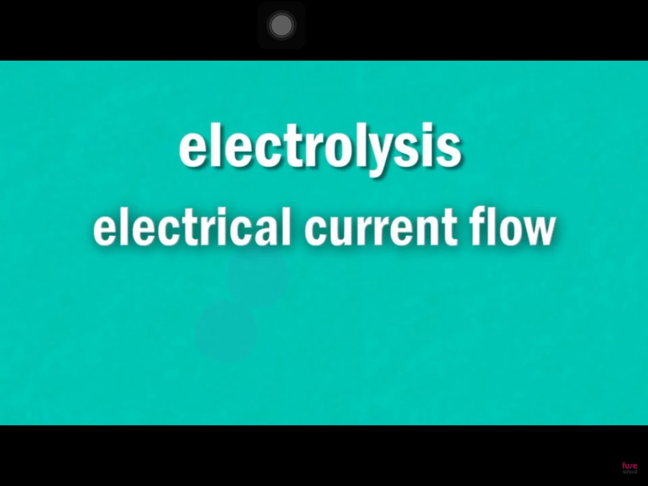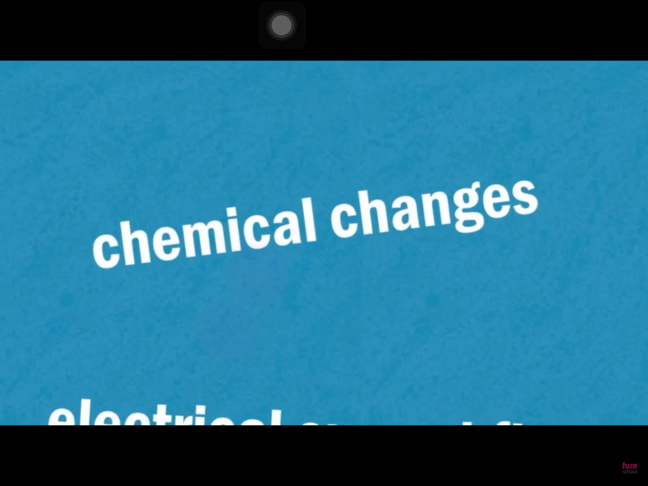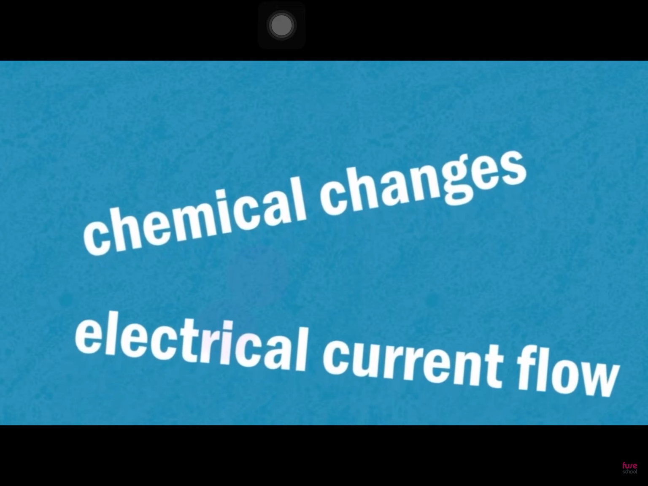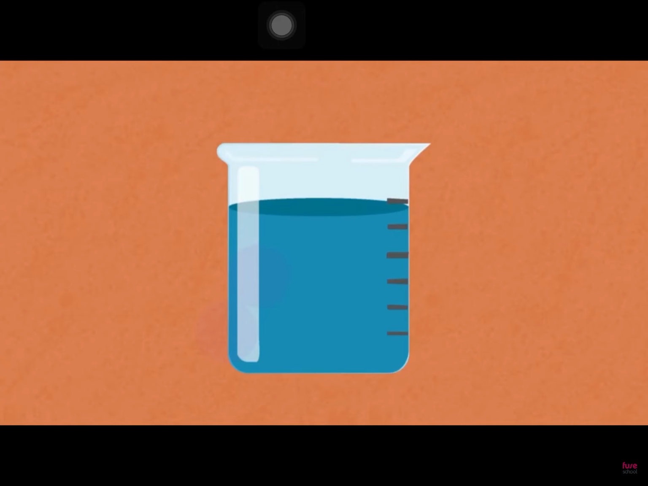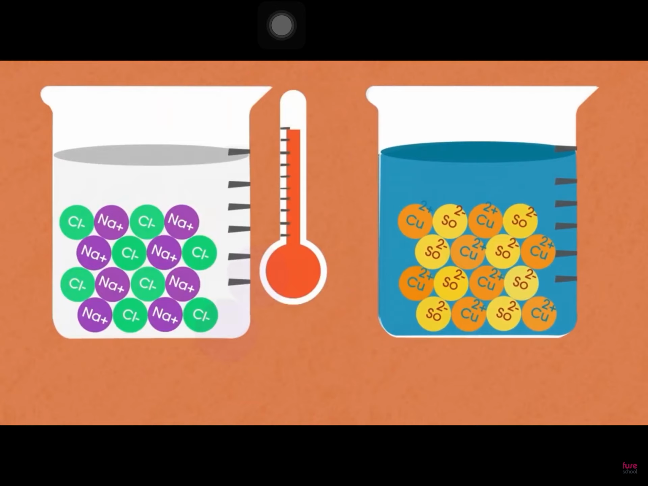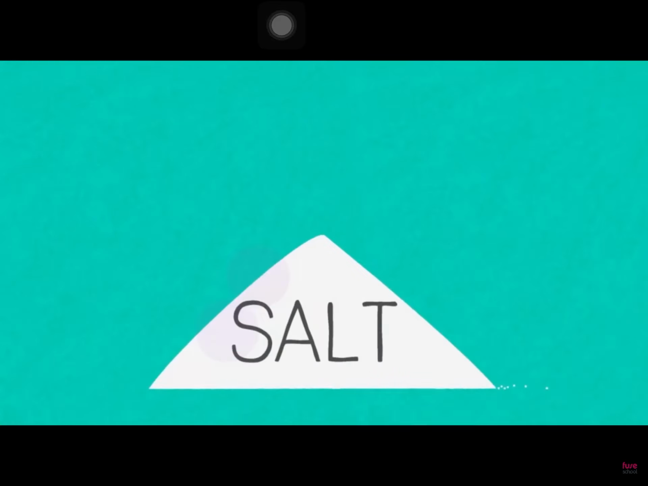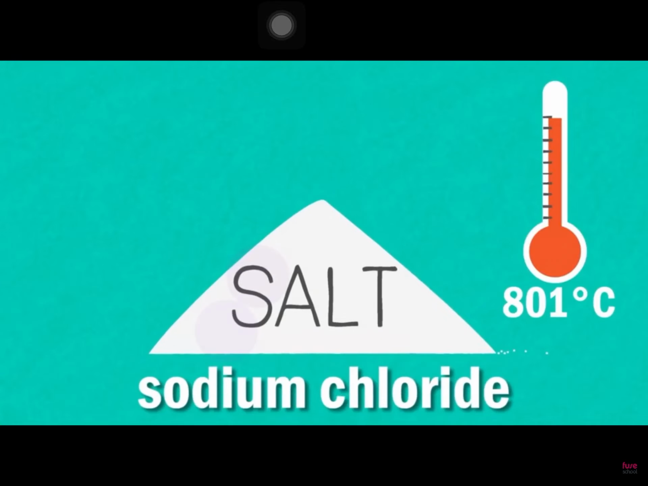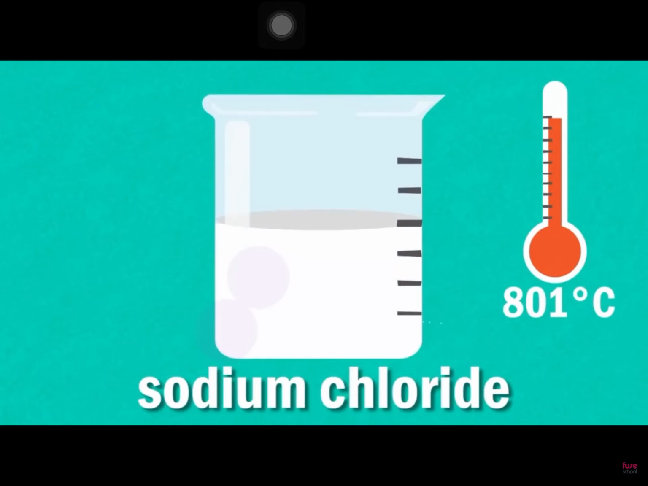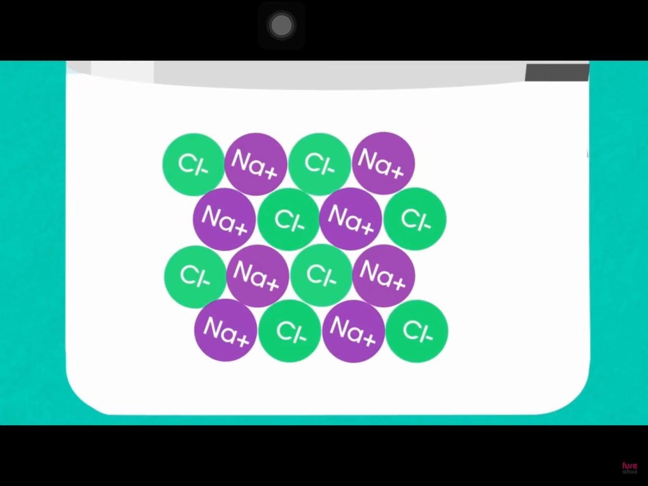Electrolysis is electrical current flow through a liquid which causes chemical changes. Yes, you did hear that correctly. Current flowing through a liquid. Now, not all liquids can conduct. The liquid can be a molten ionic compound or an aqueous solution. In either case, it must be able to carry current. Let's take a common example, table salt. If you heat sodium chloride to over 801 degrees Celsius, it will melt. The liquid will contain free-flowing positive sodium ions and negative chloride ions. This simply means that sodium and chloride ions are free to move within the liquid sodium chloride.